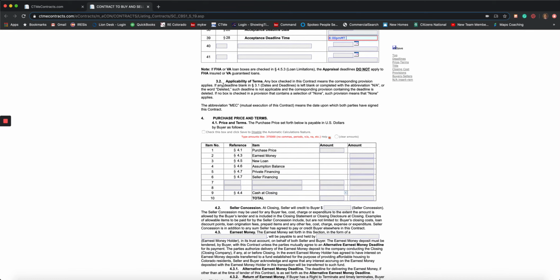Before we move along, there's a note here that I think gets frequently missed. If you have an FHA or VA loan, or VA buyer, I should say, please note here, VA and FHA loans' appraisal deadlines do not apply with these dates and deadlines. So you always will need to keep those dates and deadlines in there. It's not that you don't need to put them in. You do need to give these appraisers a target and some sort of timeline to hit.